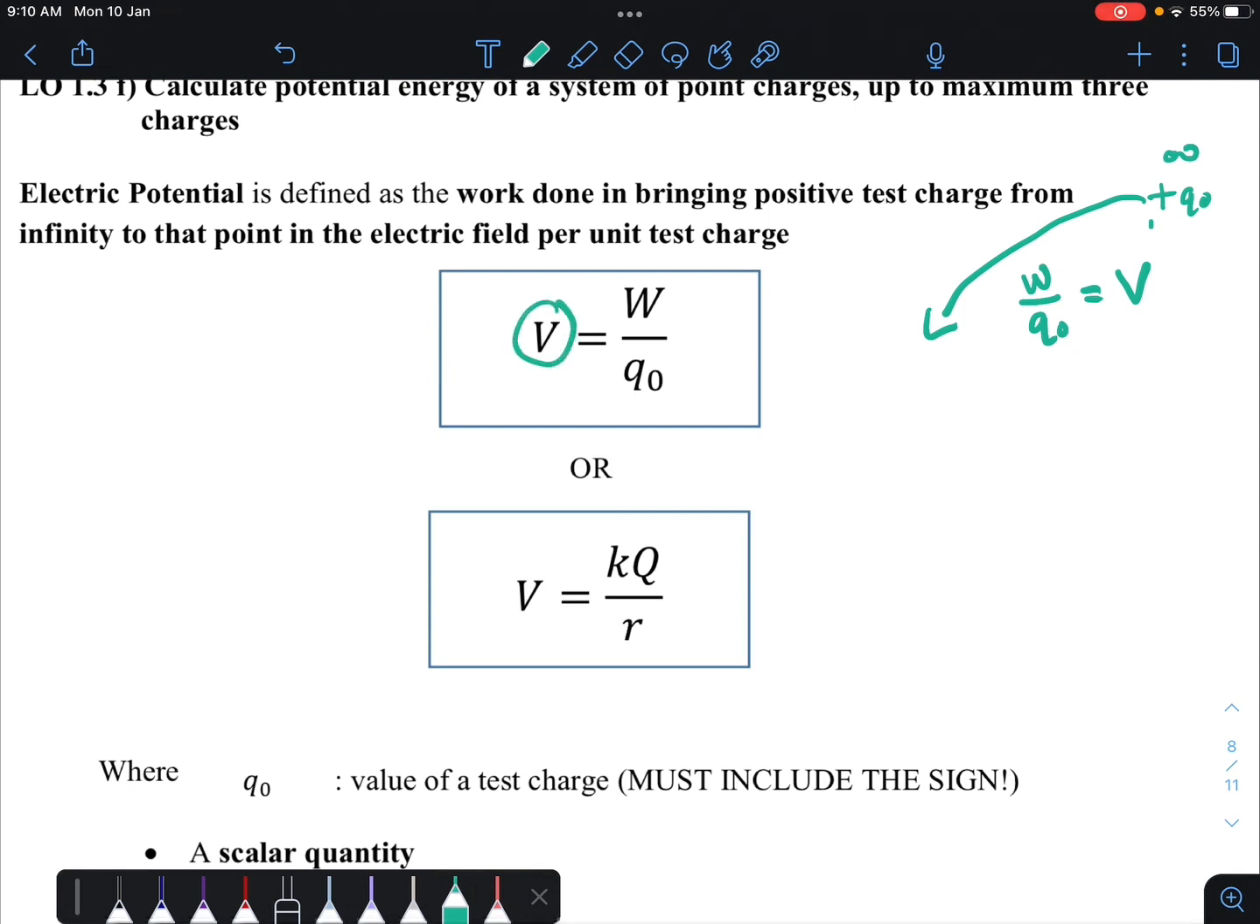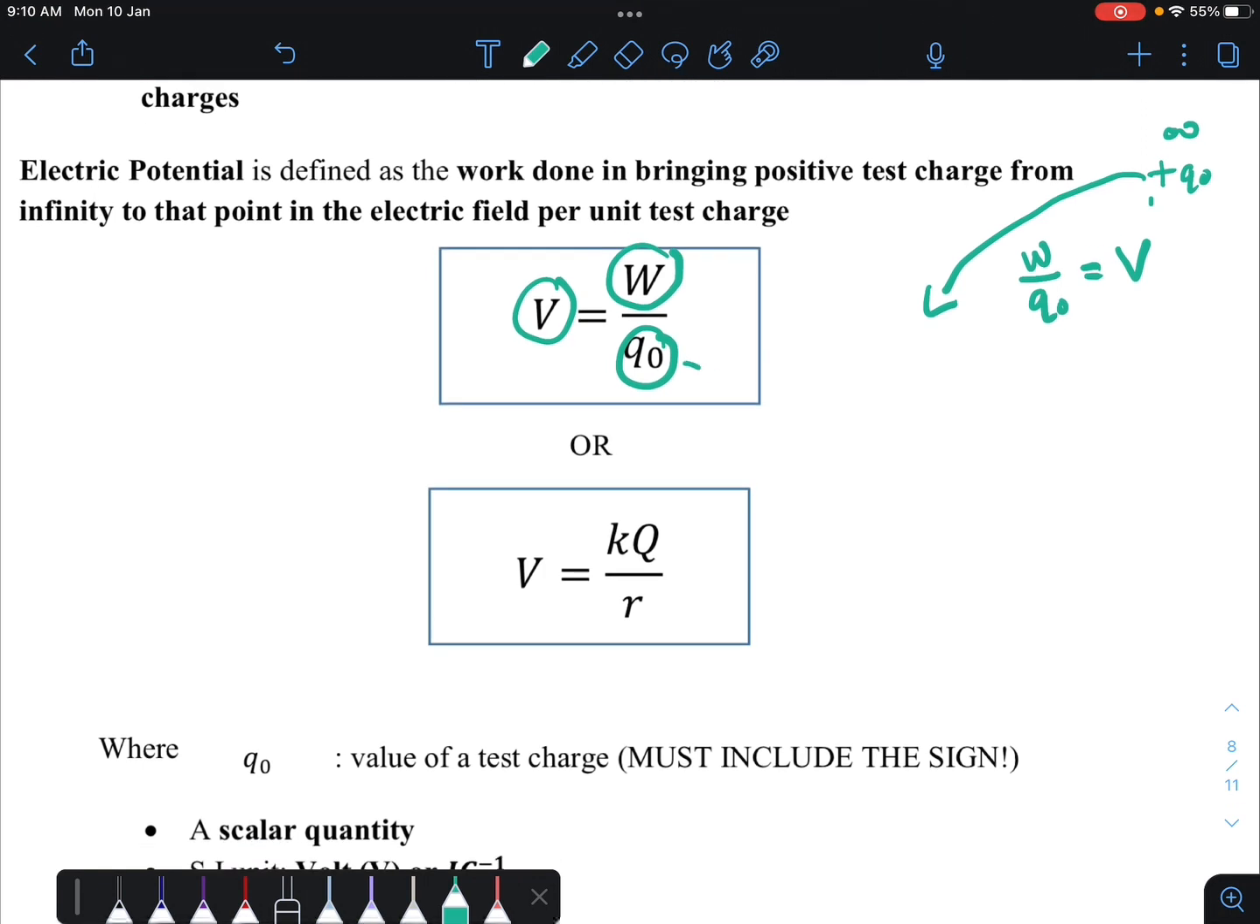Okay, so V here is the symbol used to represent electric potential. W is the work done, and Q naught here is the test charge. And then for this test charge, you must include the sign. Okay, must include the sign of the charge. So kalau charge kamu bersifat positif 2 coulomb, so kita pun cakap dia positif 2 coulomb. If it's a negative 2 coulomb, kita pun masukkan dekat sini negative 2 coulomb. So the characteristic, the sign of the charge must be included in this equation.